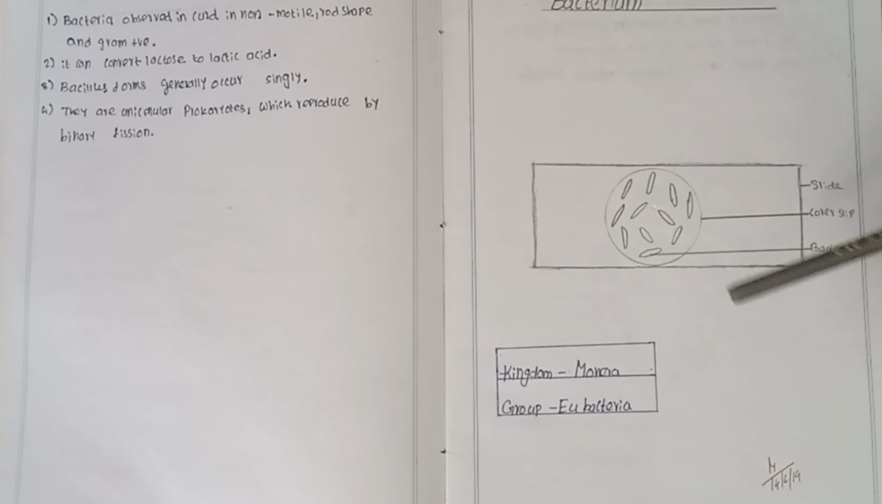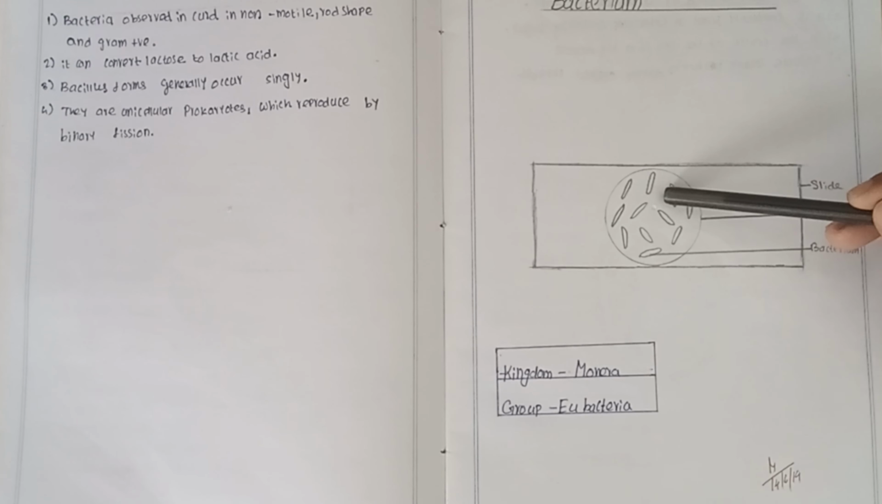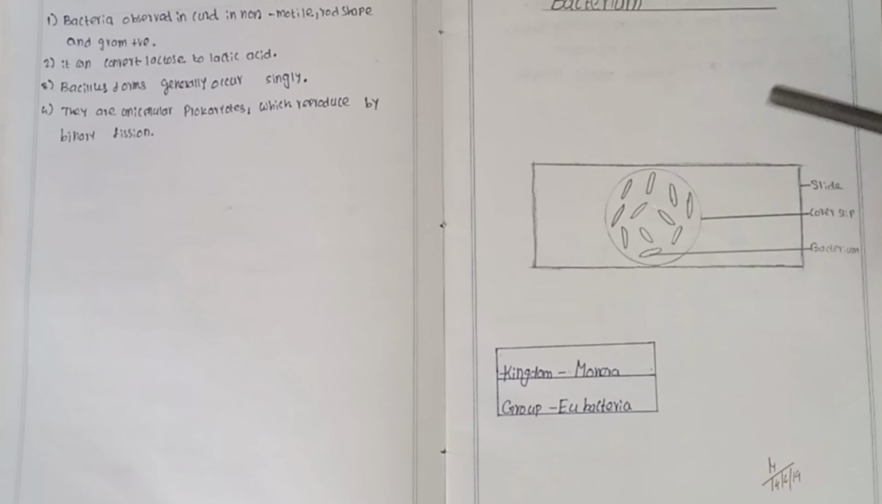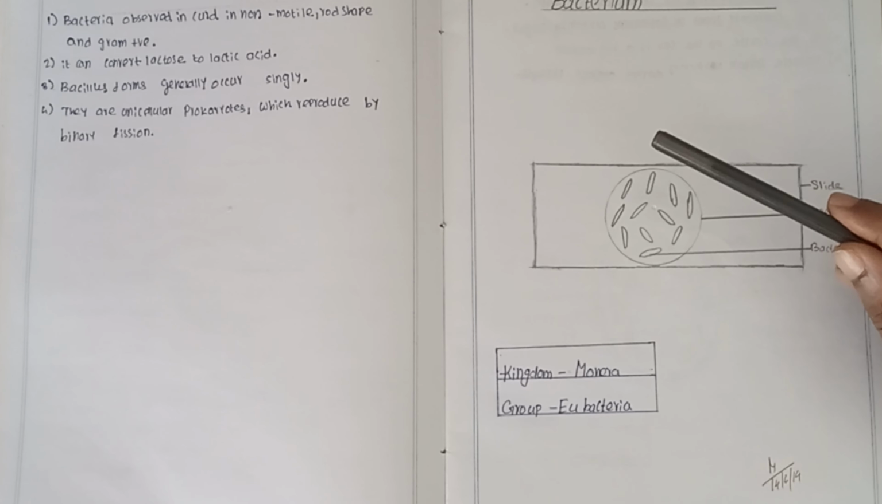In case of bacteria, the cell wall is made up of peptidoglycan, or in some cases muramic acid also. In some cases pili are present. Here we can't see the pili. Flagella may or may not be seen. The outermost layer is the cell wall. Inner to it is the plasma membrane, which is lipoprotein in structure, made up of lipids and protein.